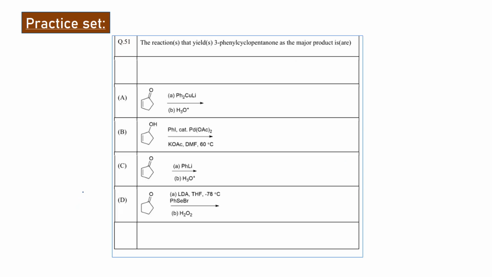Okay. So this is the last one. Which of these reactions will yield 3-phenyl cyclopentanone as the major product? Let's draw the structure of 3-phenyl cyclopentanone first. This is cyclopentanone, and 3-phenyl cyclopentanone has a phenyl group.